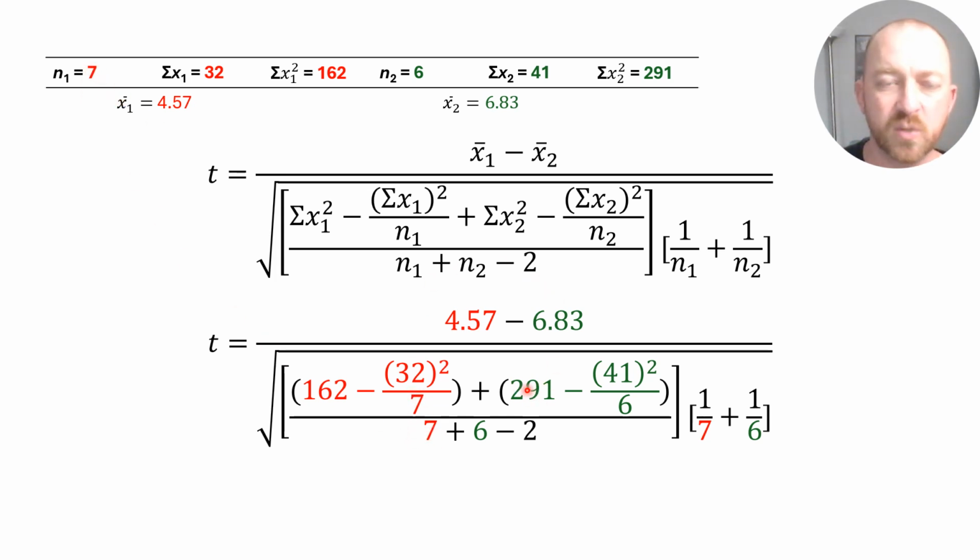Same thing, the sum of squares for group 2 was 291. 291 goes right there. We had a sum of the variables, which is 41. 41 goes right there. We had 6 observations of the variable, which of course goes right there, and right there. Oh, I didn't mention that group 1's number of observations also goes right here. Anywhere there's an n sub 1, that's where your 7 goes. Okay, so we plugged everything in. Now we just need to simplify.